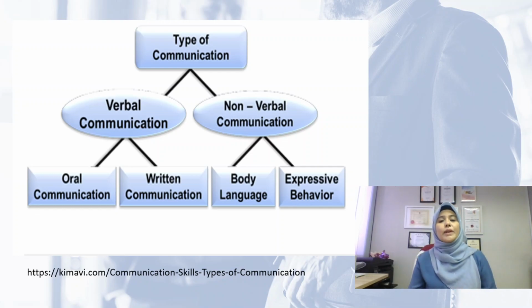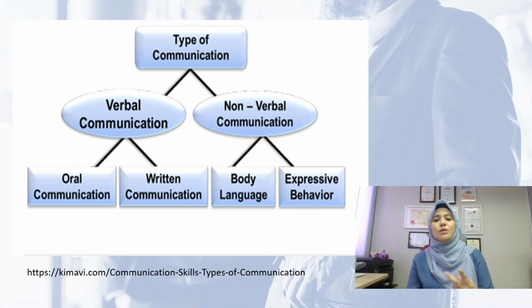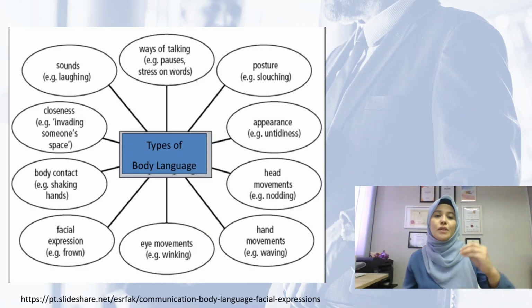And when it comes to non-verbal communication, sometimes we are not aware of it, but it does actually convey a certain message to another person, although you do not say it orally, or even write it. So there are two types: body language and expressive behavior. When it comes to body language, these are the types of body language that we need to observe in order for us to send the right message to another person.